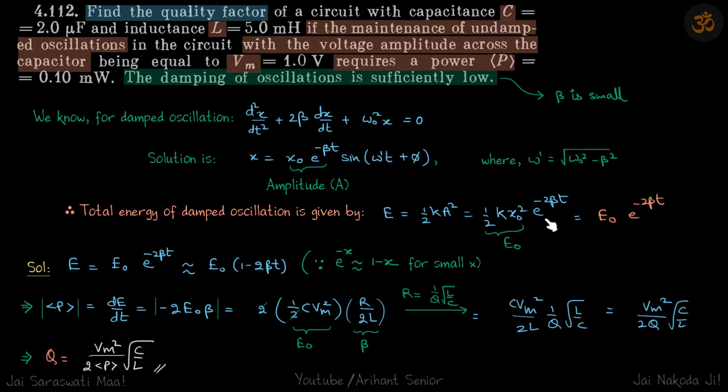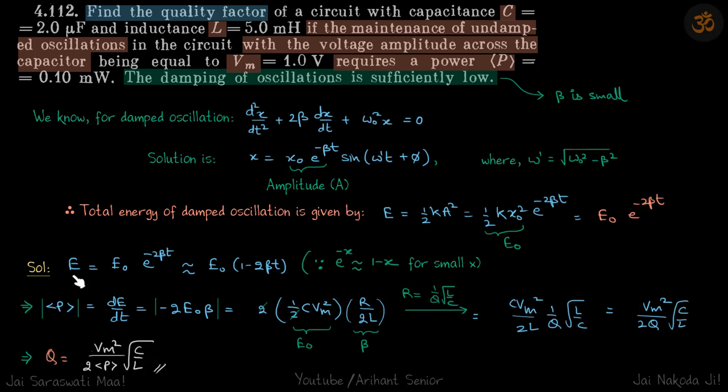So the coefficient of e raised to power minus 2 beta t is the energy at t equal to 0. So that's the maximum energy E naught. That's why we can write the energy of a damped oscillation in the form of E naught e raised to power minus 2 beta t. And there's no sine function here, so it continually decreases to 0. So now let's keep this in mind and attempt the problem.